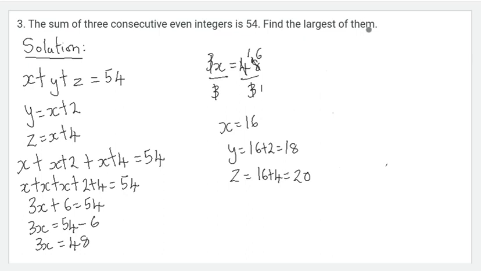So let's confirm here, just to be sure that our answers are correct. Would 16 plus 18 plus 20 give you 54? Yes, it would. So our answer is correct. And what is the largest of them? This is actually what we're asked to find: 20. So the largest even consecutive integer of this question is 20. All right, to the next.